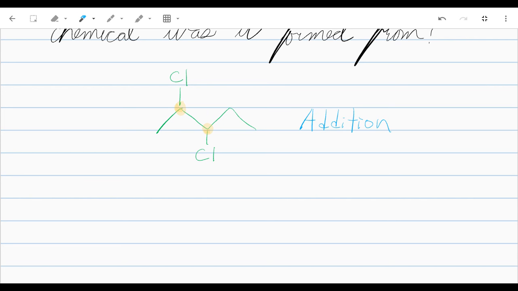So originally, the chemicals we would have had, we still would have had the same pentane base, but between carbon 2 and carbon 3, we would have a double bond. So that would have been pent-2-ene that it was formed from. And the pent-2-ene would have had to react with chlorine gas.